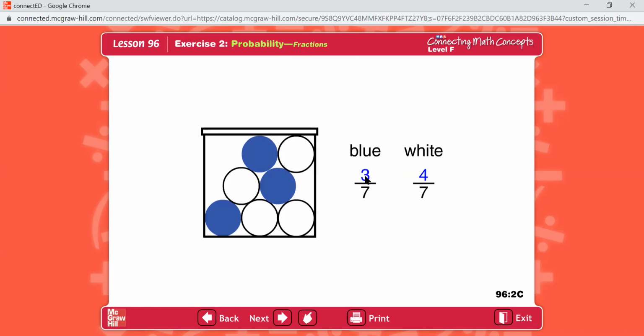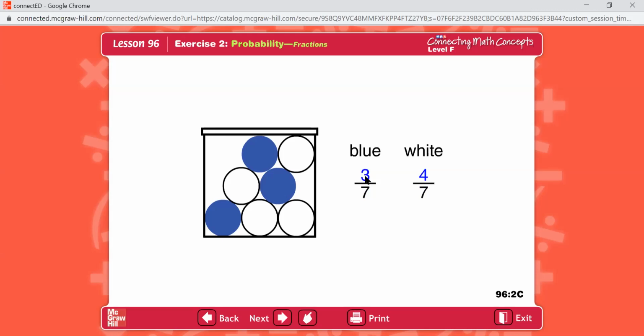Now open your workbook to lesson 96 and find part 1. Problem A. There are 9 marbles in the box. Some are gray and some are white. You're going to write the probability fraction for pulling a marble from the box without looking. Write the probability fraction for pulling a gray marble from box A. Pause the video now to do so.